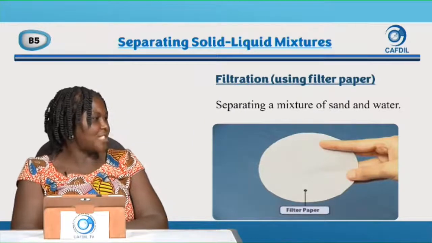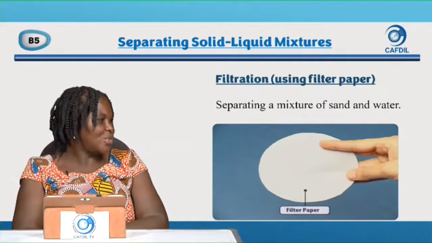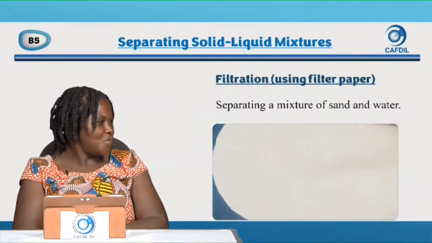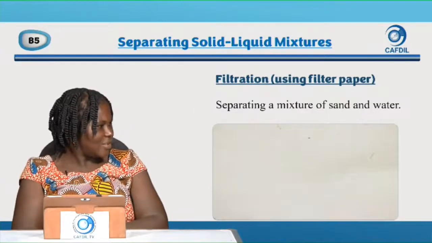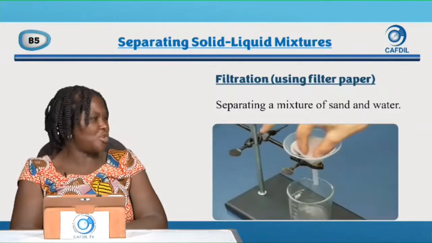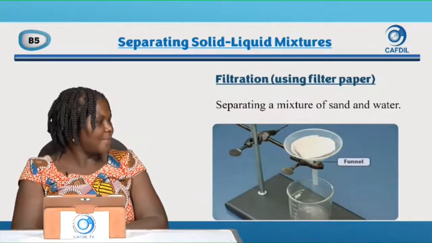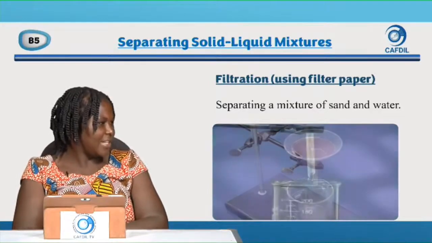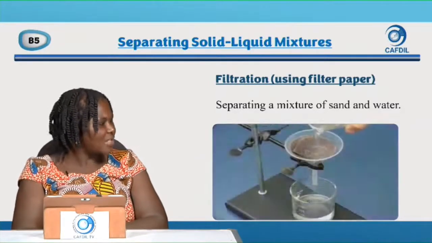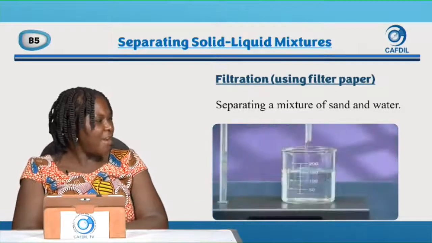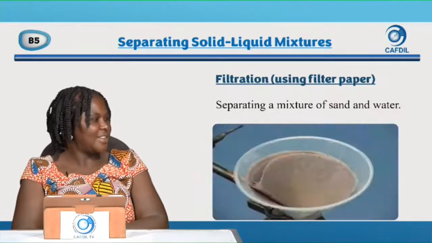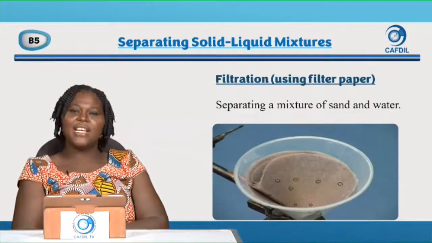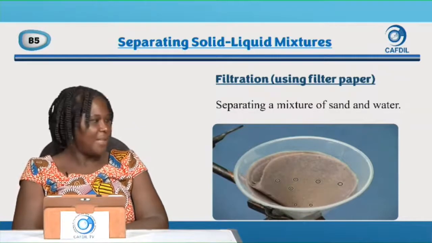Separating a mixture of sand and water. So this is our filter paper. Let's look at how we will use it. We have very, very small holes. We fold it, put it in the funnel, and pour our mixture in it. The holes in the filter paper are very, very small, so the sand cannot pass through. It's only the water that passes through the filter paper.